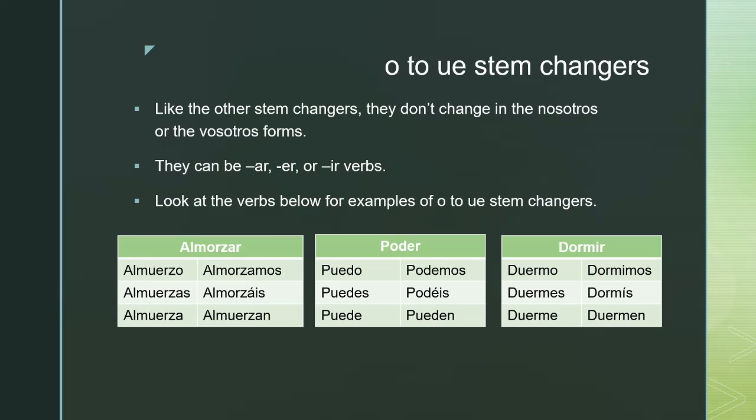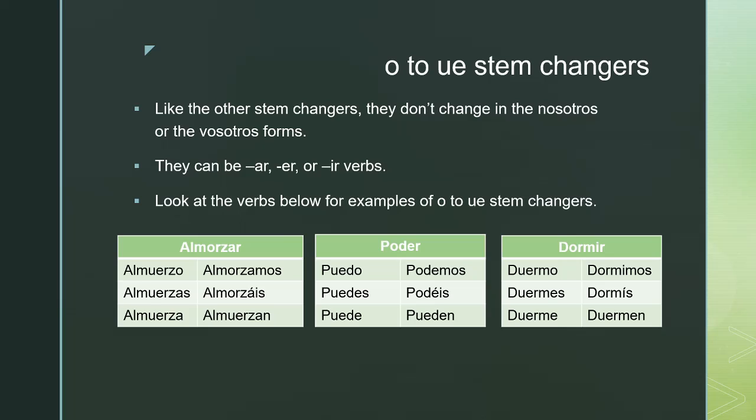Okay, O to UE stem changers. Like other stem changers, they don't change in the nosotros and the vosotros form. We look down below, we see almorzar, AR verb, poder, an ER verb, dormir, an IR verb. So they can be AR, ER, or IR verbs. They follow the same pattern that we saw in the E to IE stem changers. So the final syllable of the stem is where we make that stem change. And just like what we were doing with the E to IE stem changers, we're going to take that vowel, in this case the O, and we're just going to change it for UE. Like all of the other stem changers, they will not stem change in the nosotros or the vosotros form.